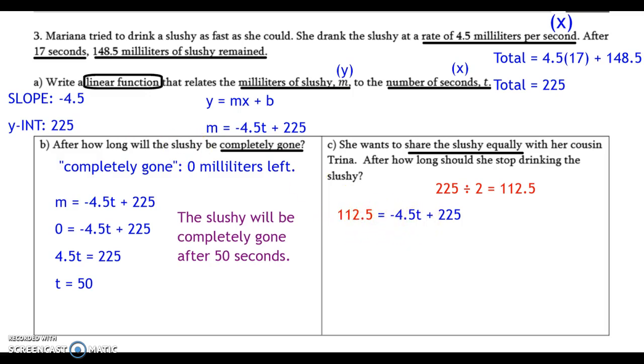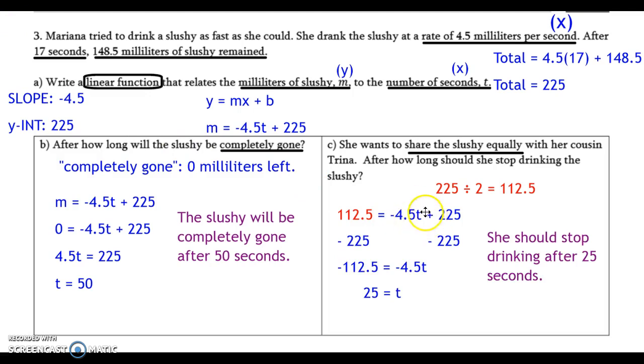So now we're going to solve this for t, just the same way we did with the previous problem. So you can see in order to solve for t, we subtracted 225 on both sides, and we got negative 112.5 on this side and negative 4.5t on this side. We divide both sides by negative 4.5 to get 25, which is what we predicted from before. She should stop drinking after 25 seconds in order to share the slushy equally. So that was two different ways of solving the same problem.